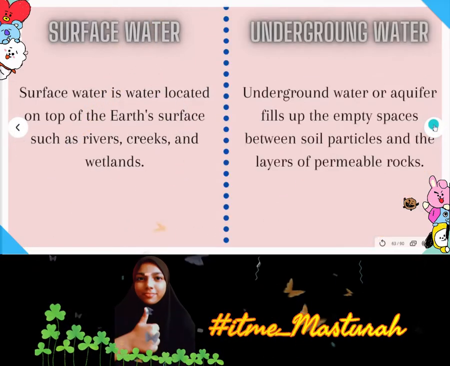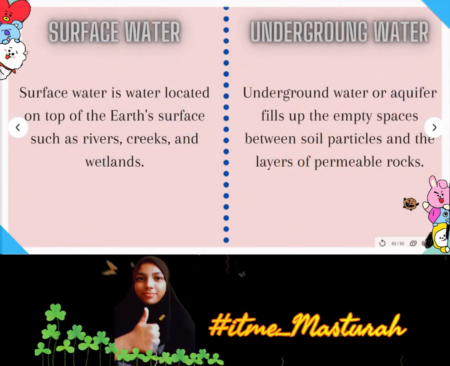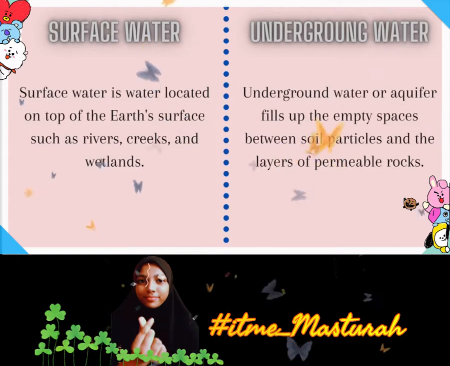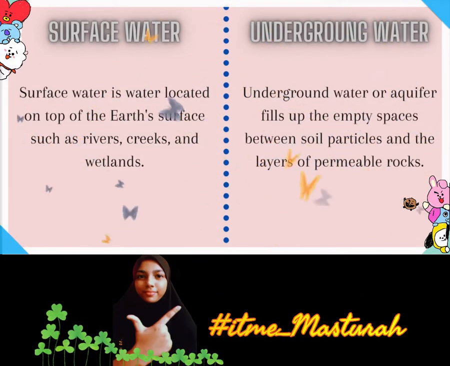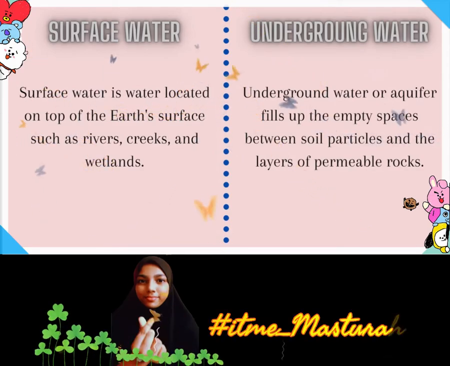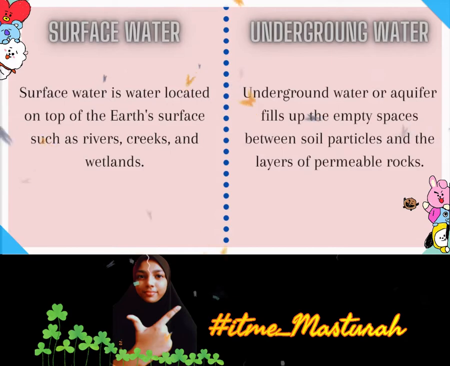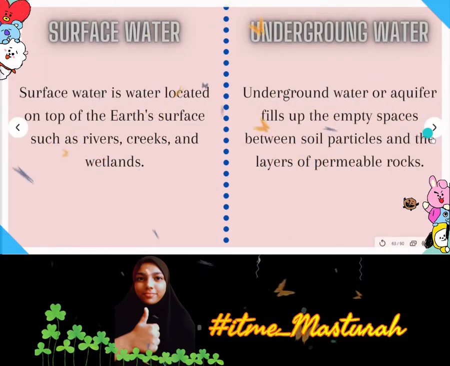And about the underground water. Underground water, or aquifer, fills up the empty spaces between soil particles and the layer of movable rocks. You can find underground water when you dig somewhere in mud, so you can see the water. That is called underground water, as you can see in the picture that is shown in front.